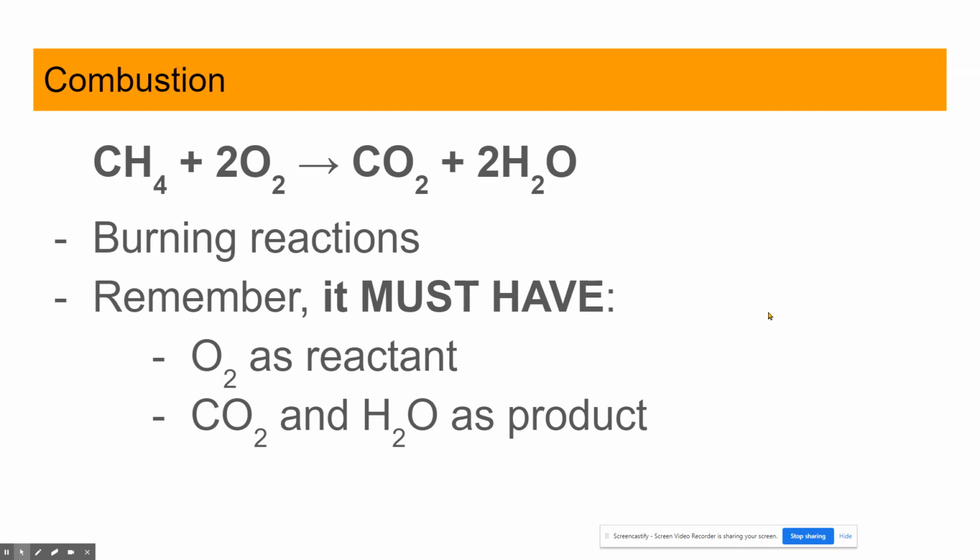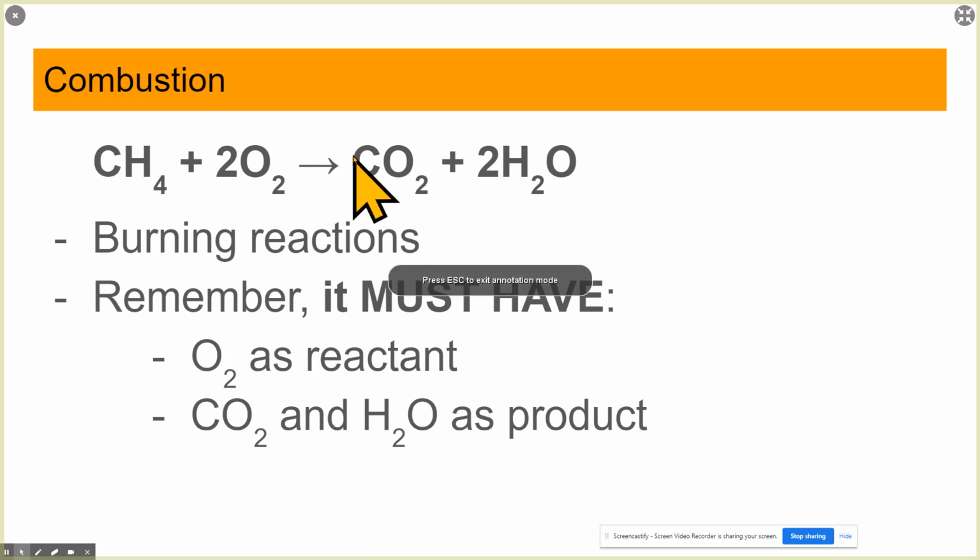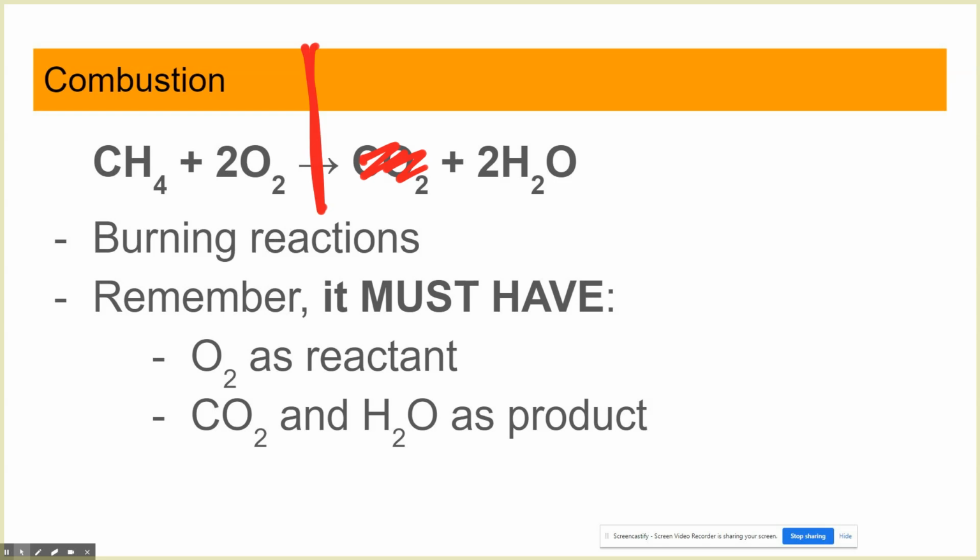Now, wait a minute. What if you're looking at the chemical equation and you don't see the CO2? You divide the equation into two, but let's say on the product side, you don't see the CO2. Is that still combustion? No, it's not. If one of those three is missing or changed with something else, that's not combustion anymore, all right?